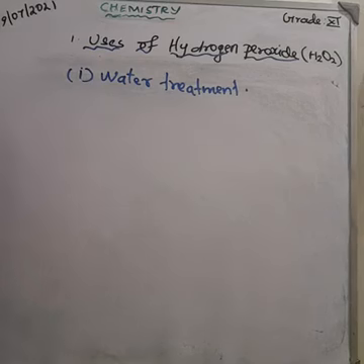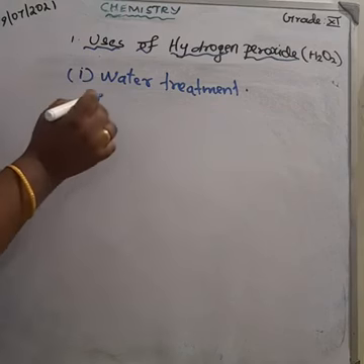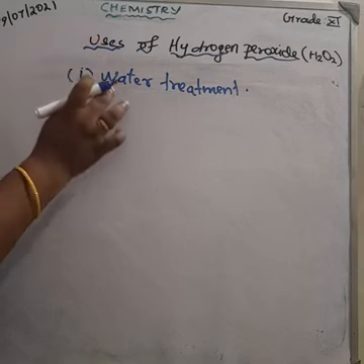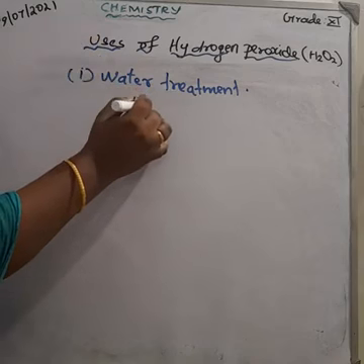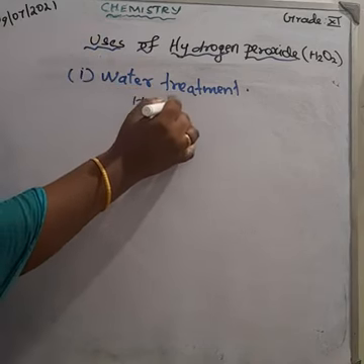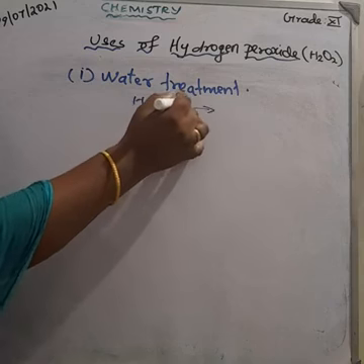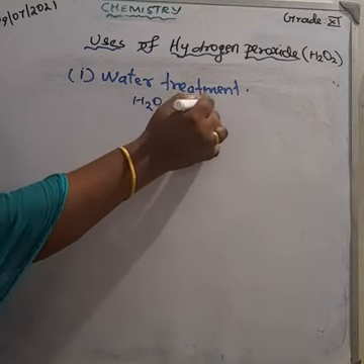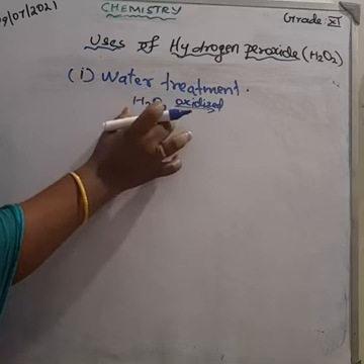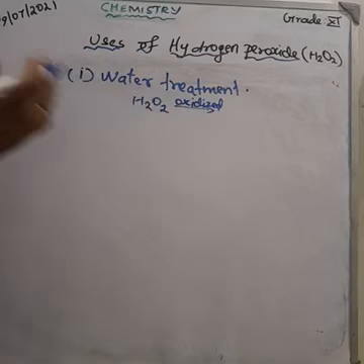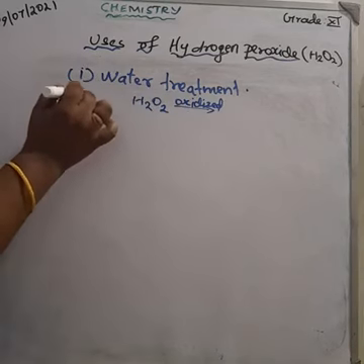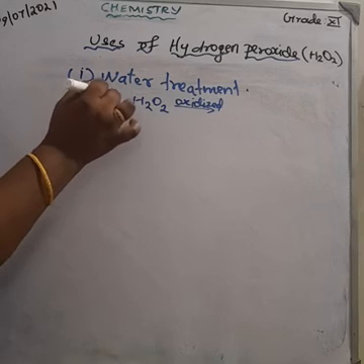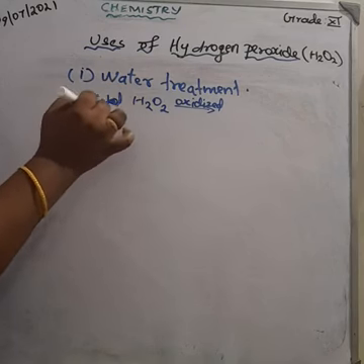So how can we purify this water? Many methods exist, but here we can use hydrogen peroxide. Hydrogen peroxide is a very good oxidizing agent, so it oxidizes the pollutants and we get pure water. This is the first use.